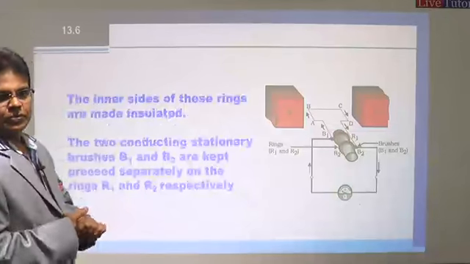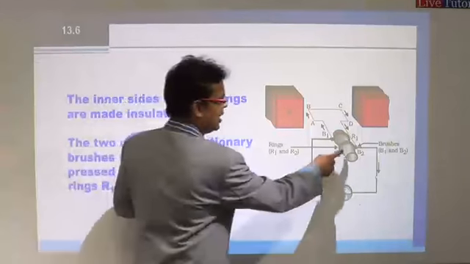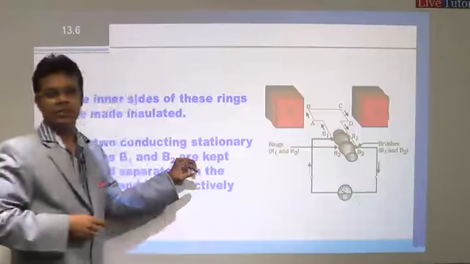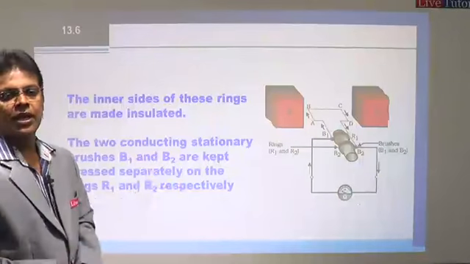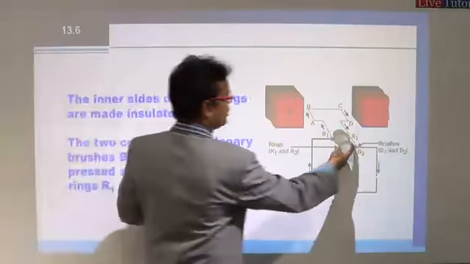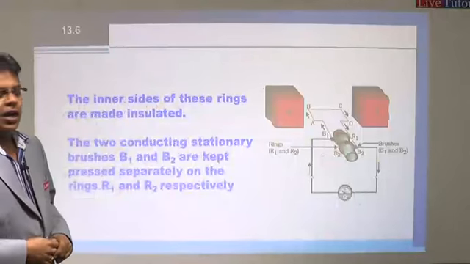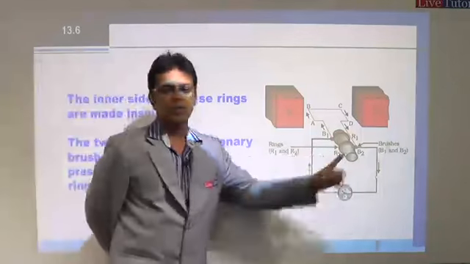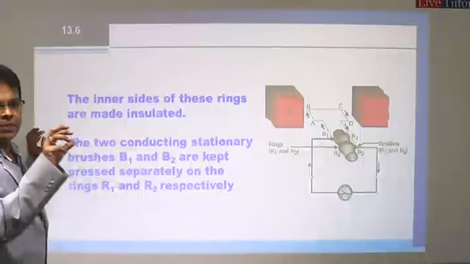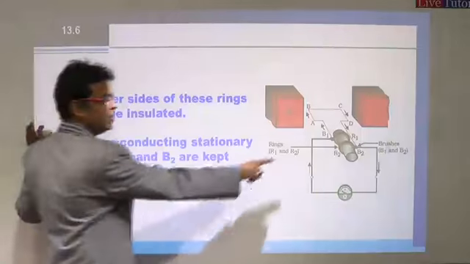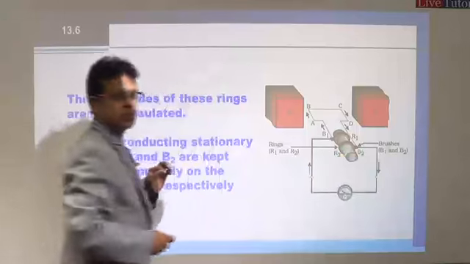Now, the inner side of these rings is insulated. We know that. Why is it so? Because the current should not flow to the axle. If the axle is not insulated, the whole generator will get a leakage of current. To avoid that, the inner side of these rings is well insulated. And there are two conducting brushes, B1 and B2. They are kept stationary and pressed separately on the rings. You can see that brush B1 is pressing ring R1 and B2 is pressing ring R2.